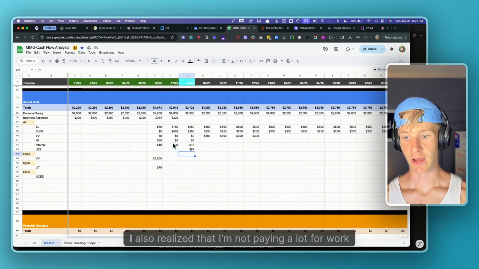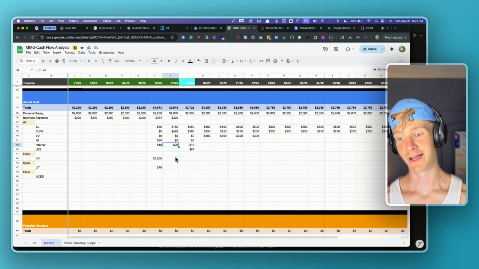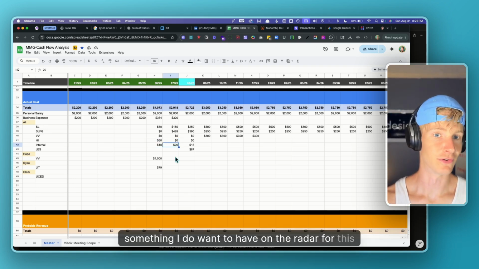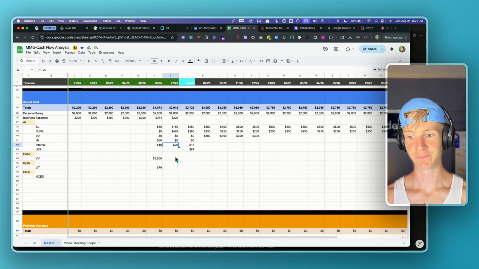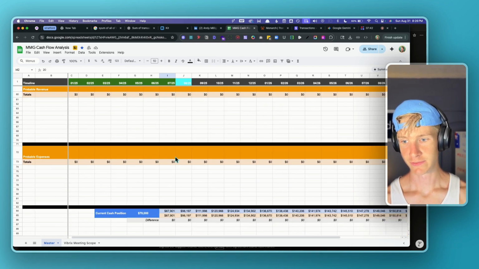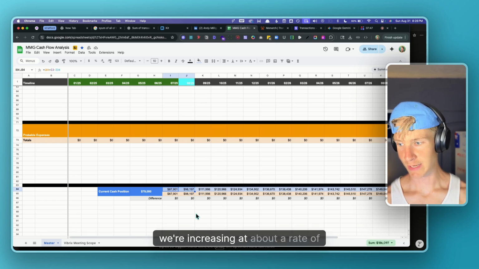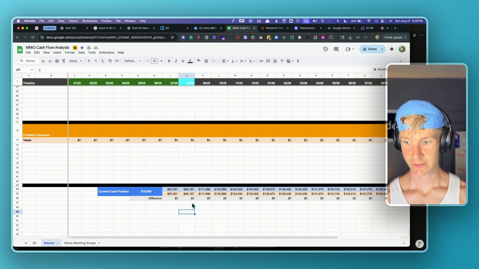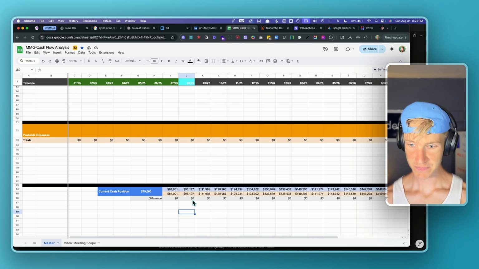So I also realize that I'm not paying a lot for work to be done internally. Something I do want to have on the radar for this month up ahead is having some work done on our own marketing, on our own site. There's a lot where I could reinvest in the business. We have a really good cash flow position that's increasing month over month. So we're increasing at about a rate of a lot per month. Not a lot, but more than what's necessary. So we're currently increasing month over month about 10,000 steadily.